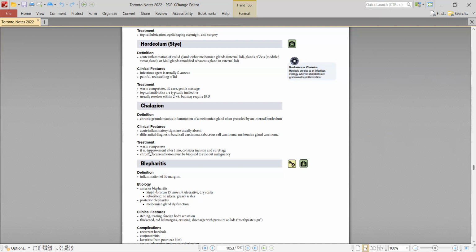Warm compress you have to give. If there's no improvement after 1 month, consider incision and drainage. Chronic recurrent lesions must be biopsied to rule out malignancy. Here, for both of them, they are telling warm compresses. They don't want to give antibiotics.